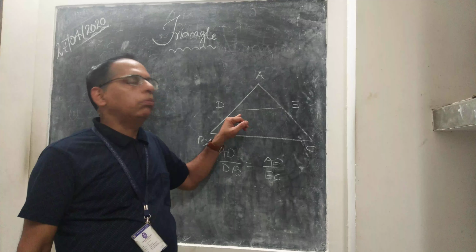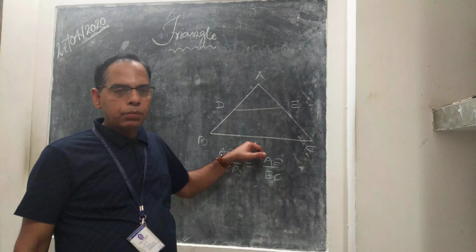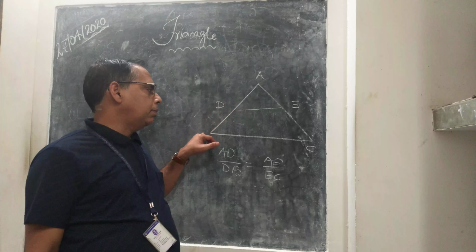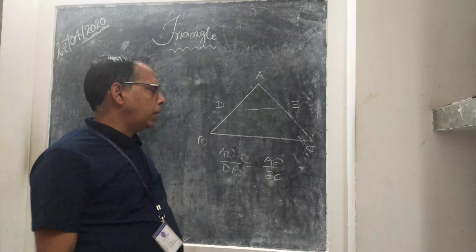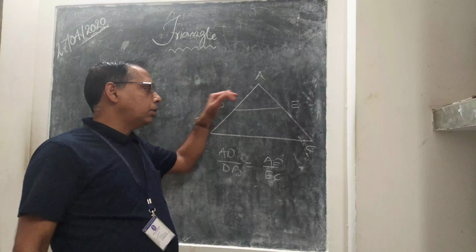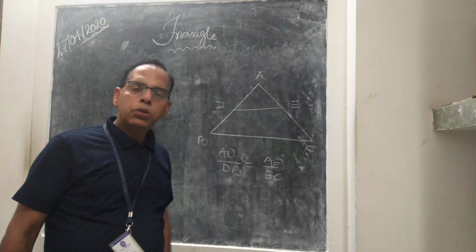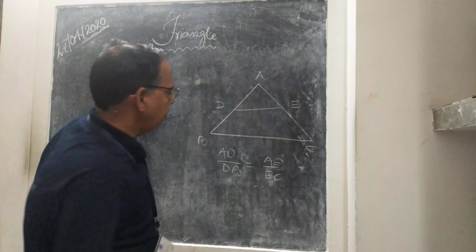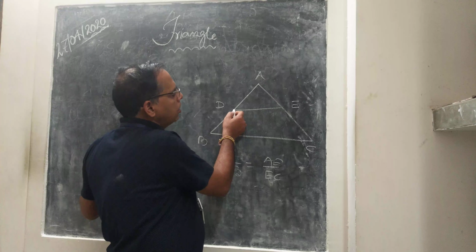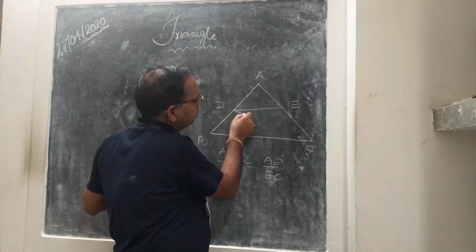Here it is almost the same. If DE is parallel to BC, that means AD by DB should be equal to AE by EC. In the converse way, if AD by DB equals AE by EC is given, then you have to prove that DE is parallel to BC. This is the basic proportionality theorem. Okay. Now, how will we do this one?